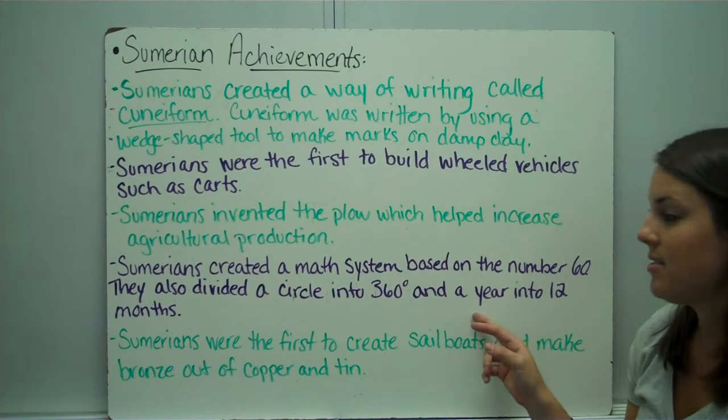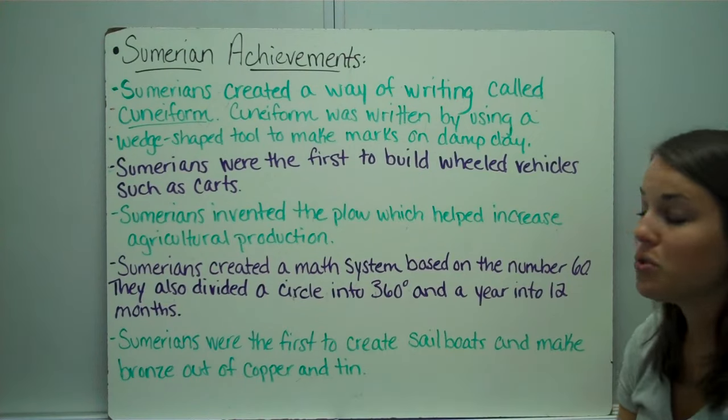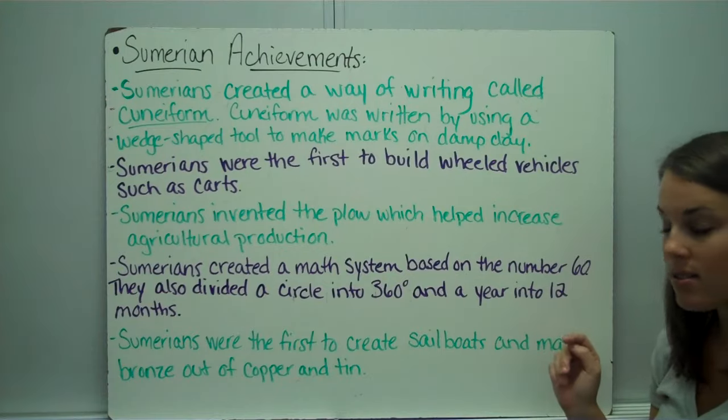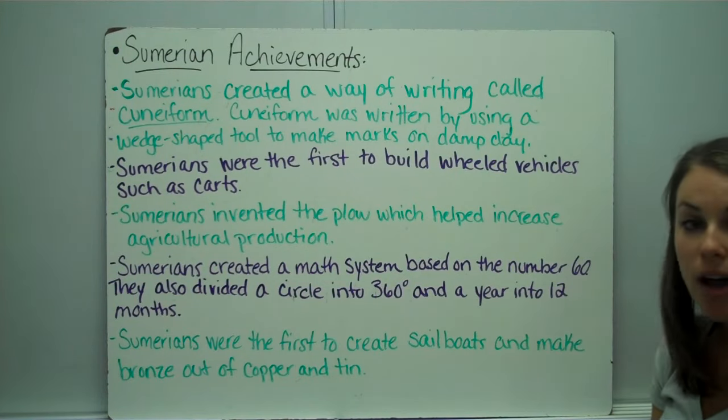They created a math system based on the number 60. The Sumerians were the first to divide a circle into 360 degrees and to separate a year into 12 months. Sumerians were also the first to create sailboats and make bronze out of copper and tin.